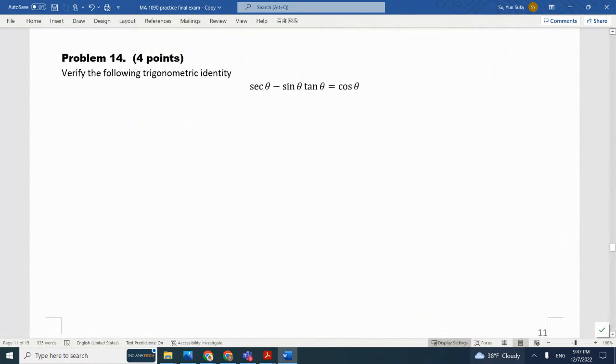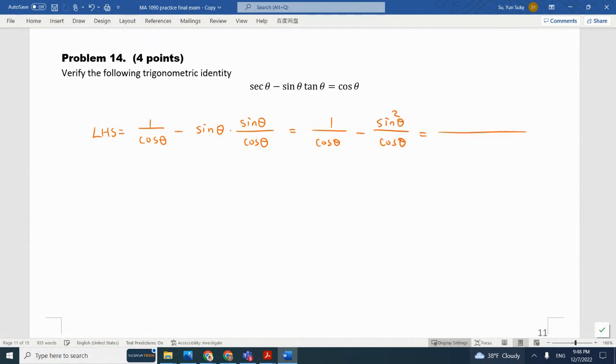Verify the following trigonometry identities. Well, express everything in terms of sine and cosine because we're more familiar with sine and cosine. So let's look at the left-hand side. Secant is 1/cosine. Tangent is sine over cosine. You see, we get 1/cosine theta minus sine square over cosine theta. We have the same denominator, 1 minus sine square.